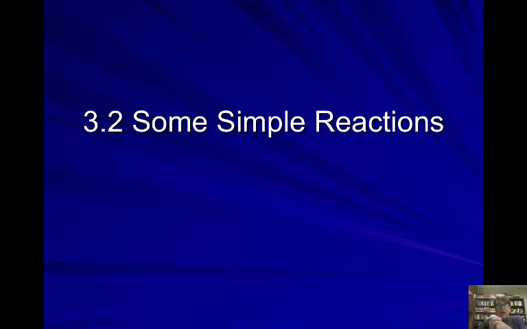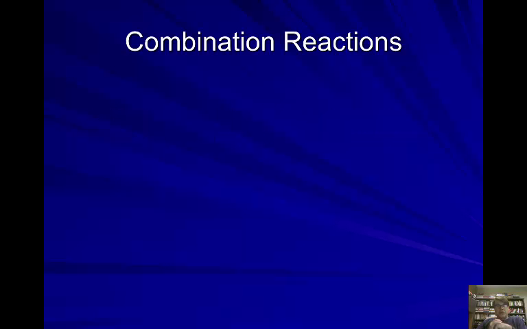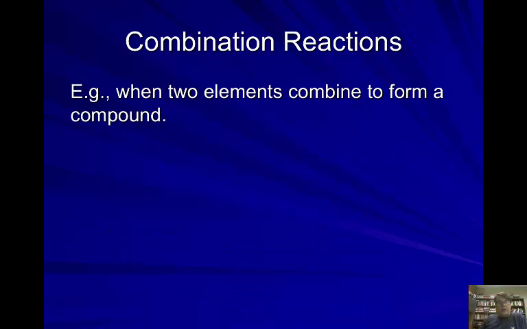So for example, there are combination reactions. This is where two separate things become one. It's kind of like marriage. You have two people who become one compound, and in certain parts of the world maybe they go live in a compound. But anyway, a combination reaction is when two elements combine to form a compound.